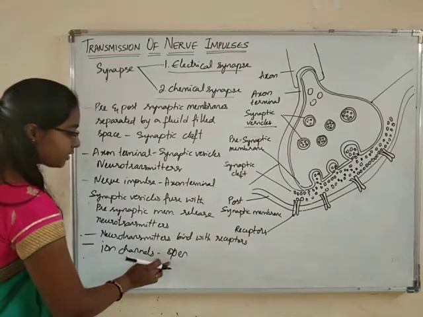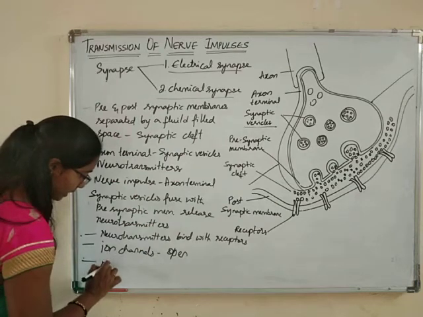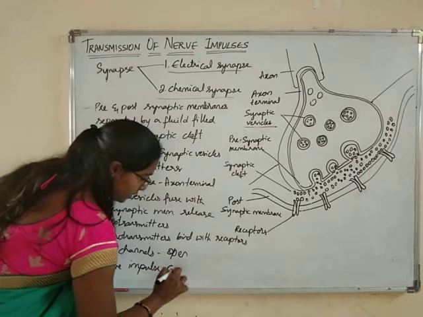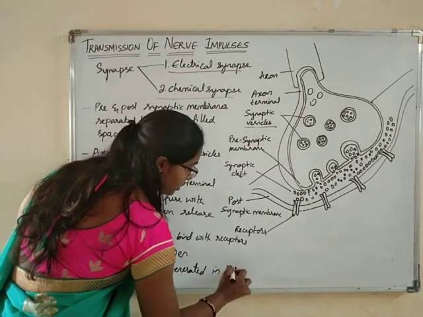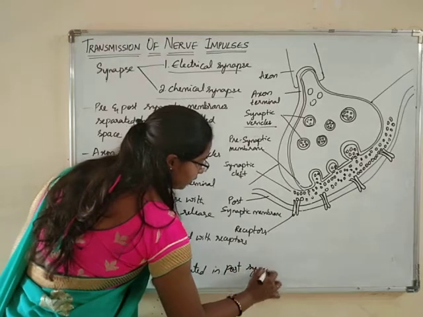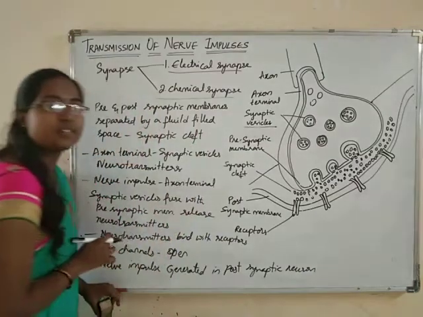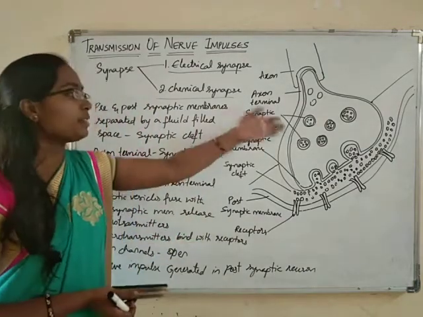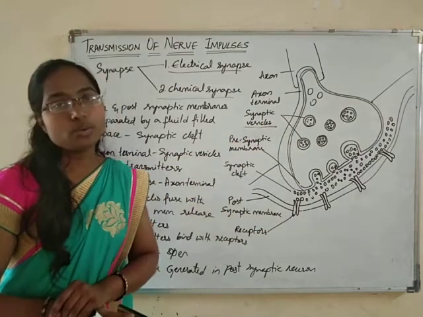Okay. When the ion channels open in the postsynaptic membrane, the nerve impulse is generated even in the postsynaptic neuron. So that means the nerve impulse from the presynaptic neuron has travelled into the postsynaptic neuron.